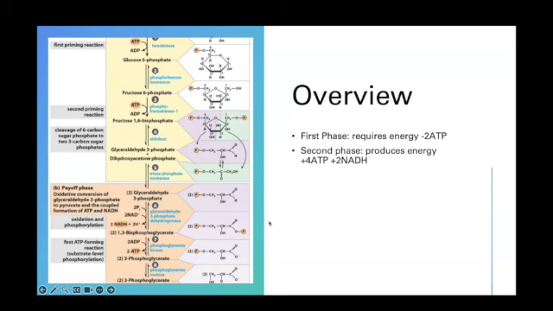And then the second phase is called the payoff. We produce energy and our reduced cofactors, which we can then later on use to yield even more energy. In that second phase, we obtain 4 ATP and 2 NADH per molecule of glucose. So overall, that comes out to 2 ATP and 2 NADH. Because we consume 2 ATP, we make 4. Overall, we get 2. Glycolysis is a process of 10 enzyme catalyzed steps, and it occurs in the cytosol.